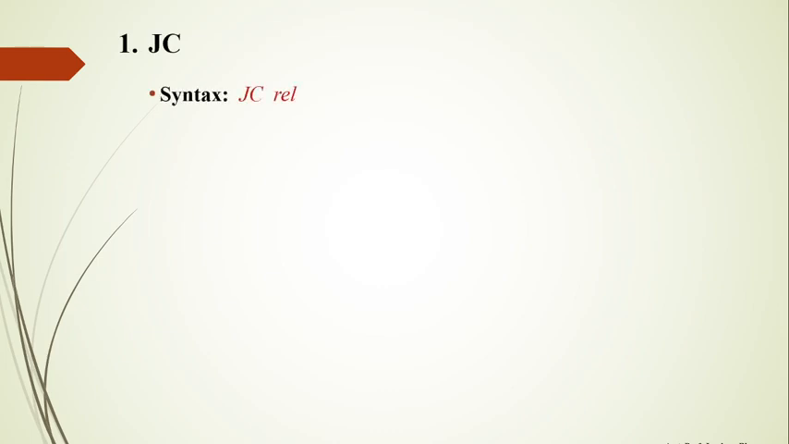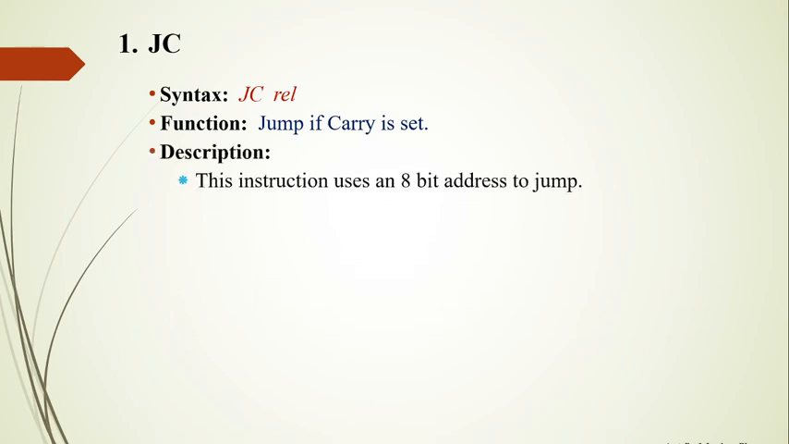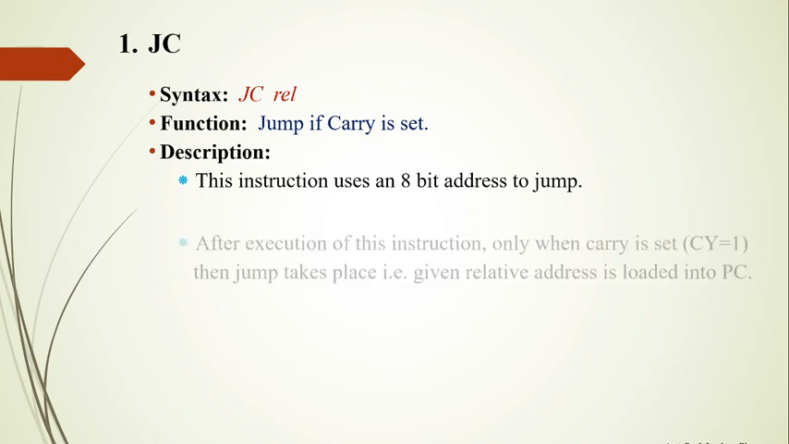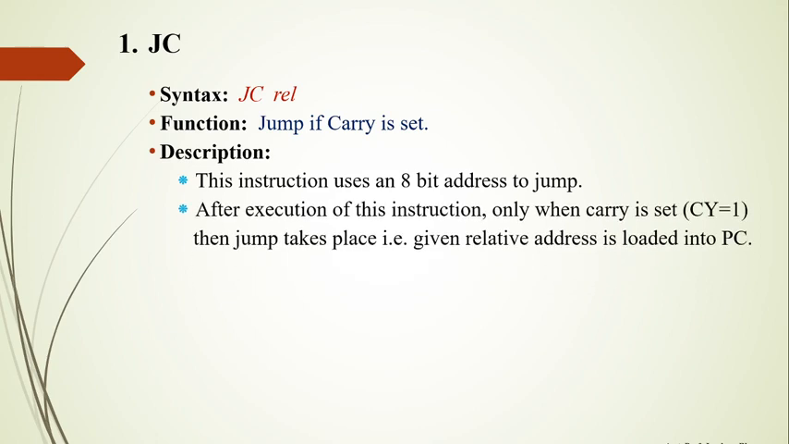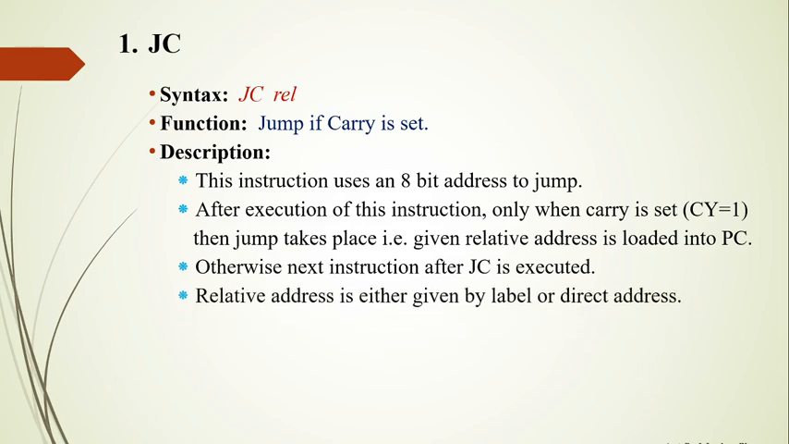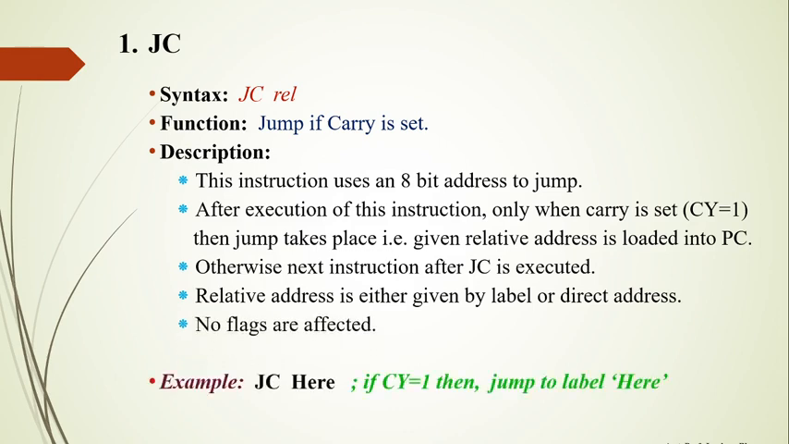JC. The syntax for JC is JC with a relative address given. JC is nothing but jump if carry is set. This instruction uses an 8-bit address to jump. After execution of this instruction, only when the carry is set, that is, if carry is 1, the jump takes place to the given relative address that is loaded into the PC. Otherwise, the next instruction after JC is executed. The relative address is either given by a label or a direct address, and no flags are affected.